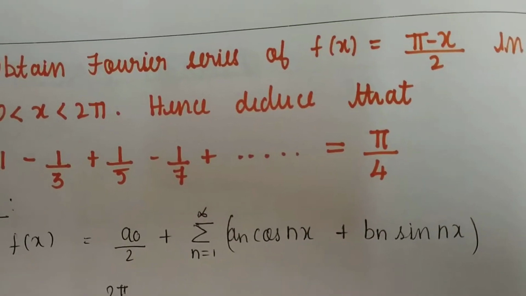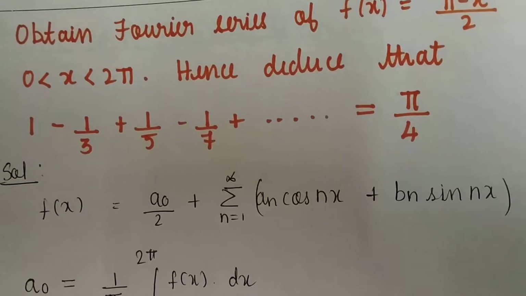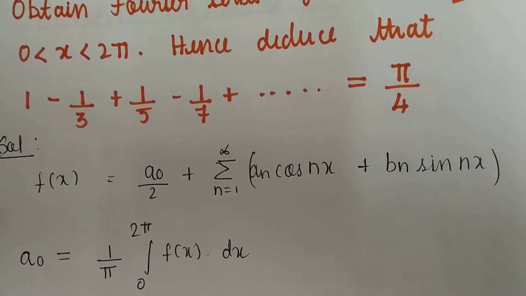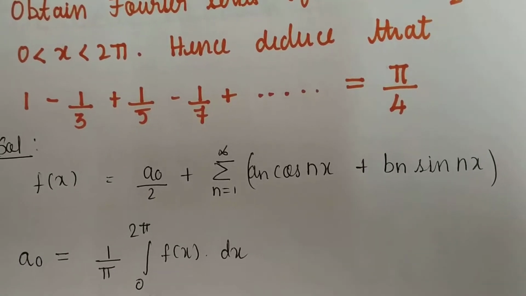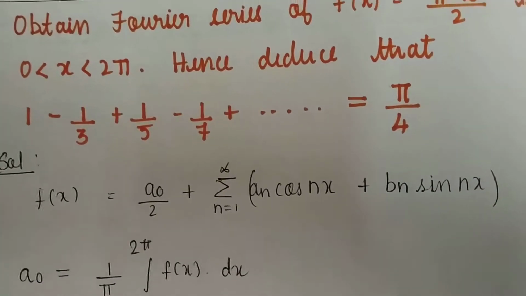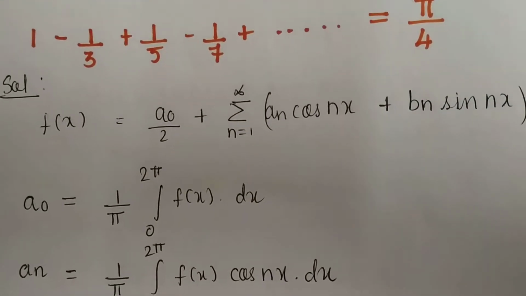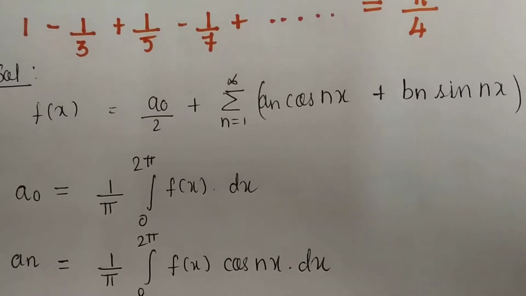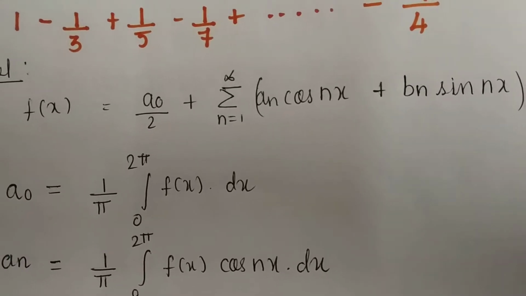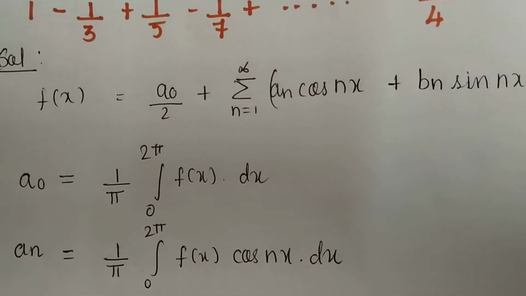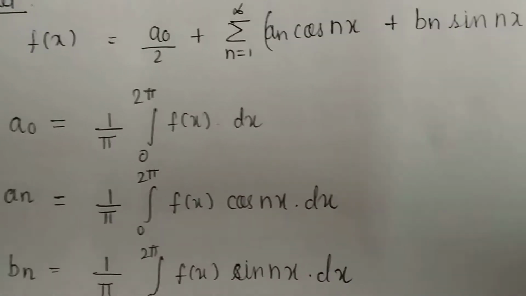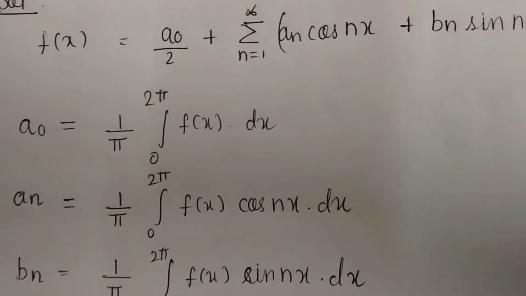So for finding a0, the formula is a0 is equal to 1 by pi integral 0 to 2 pi f of x dx. And for finding an, it is 1 by pi integral 0 to 2 pi f of x cos nx dx. Now for finding bn, the formula is 1 by pi integral 0 to 2 pi f of x sin nx dx. So now let us start off with finding a0.